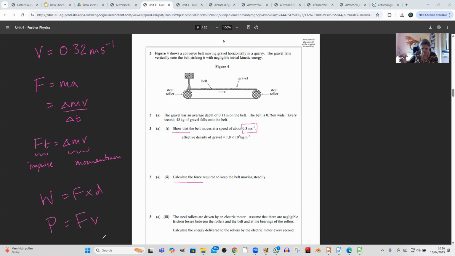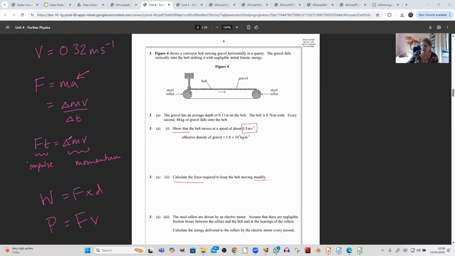Right. Now, it says, calculate the force required to keep the belt moving steadily. Forces aren't required to keep things moving steadily unless there's friction. And in fact, later on, they tell you there isn't any friction. So what on earth is the force used for? What are we accelerating? Because you need to be accelerating something in order to need a force. You know, acceleration is not zero if F is not zero. So we're accelerating something. Okay, what are we accelerating?